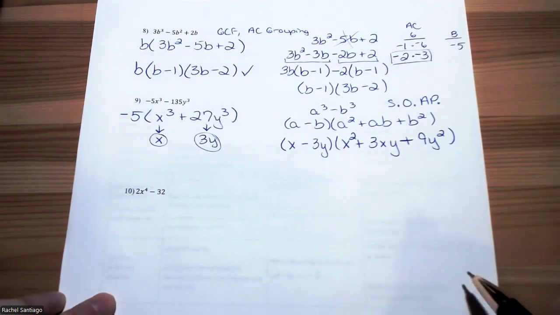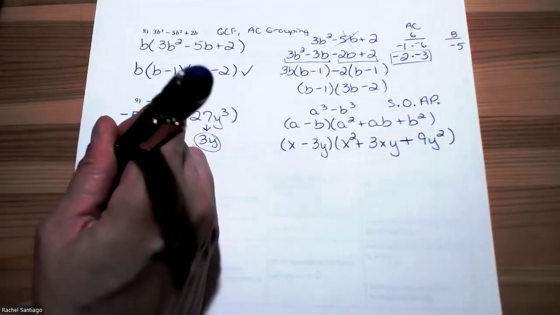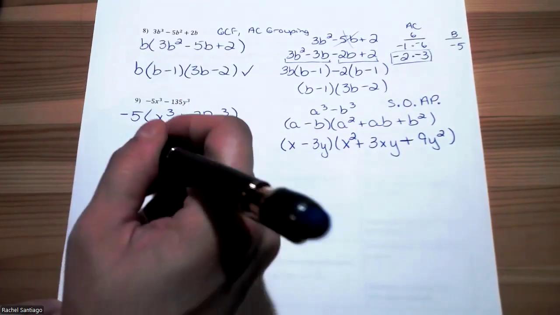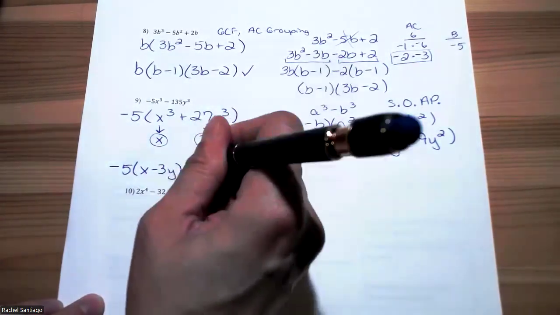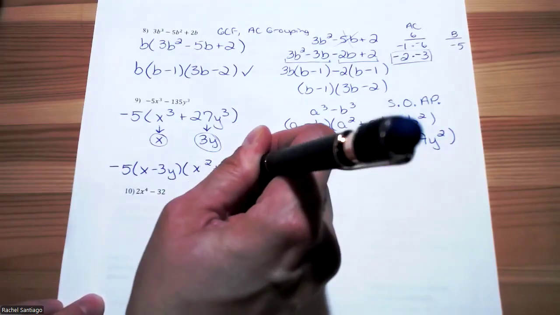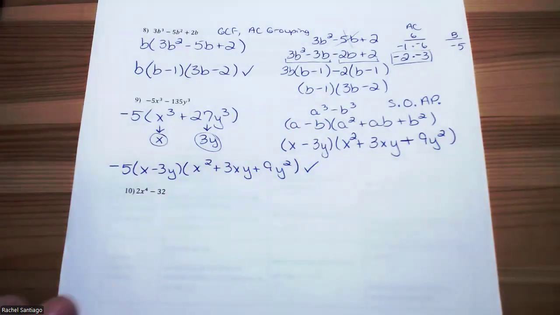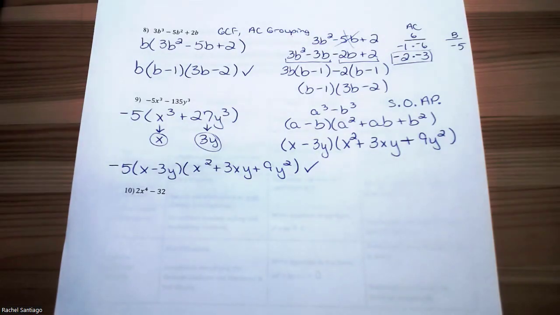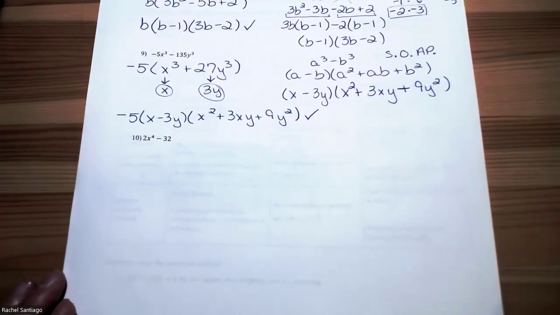That's super important. Don't forget we had a negative 5 in front. So my final answer is negative 5 times x minus 3y times x squared plus 3xy plus 9y squared. And that is your final answer. So fun. One more problem to go. This is amazing.